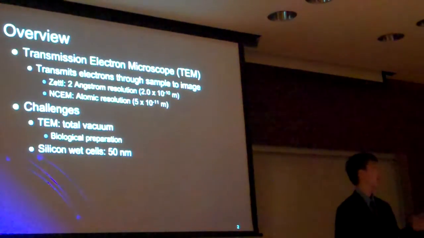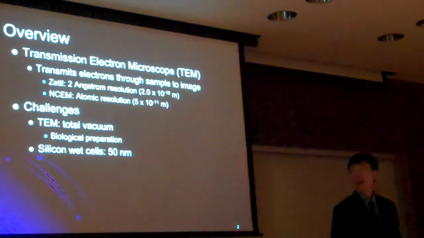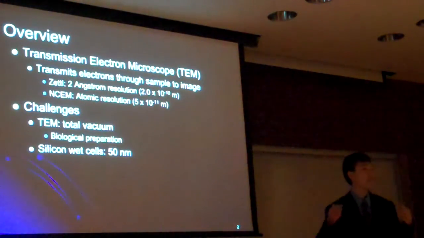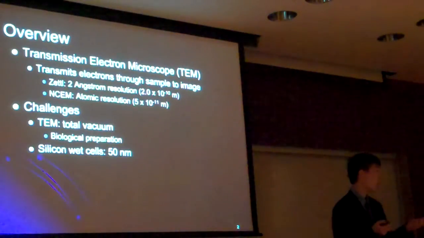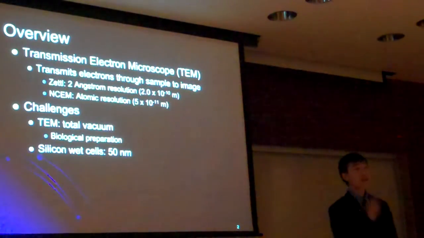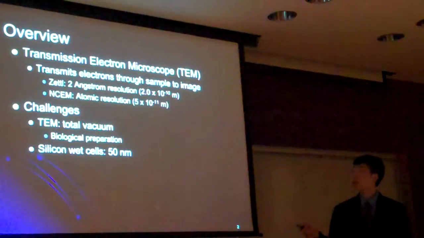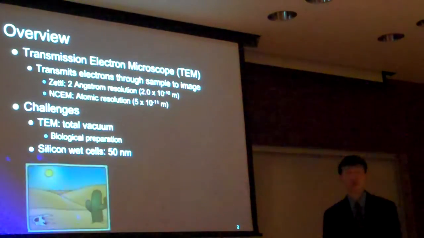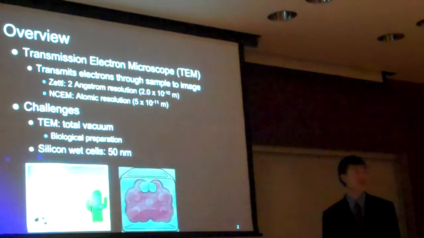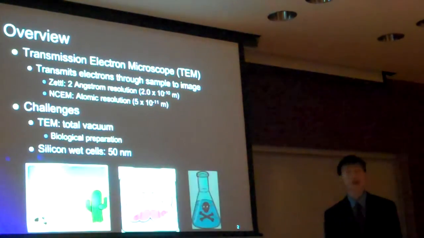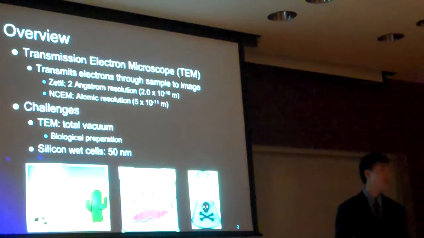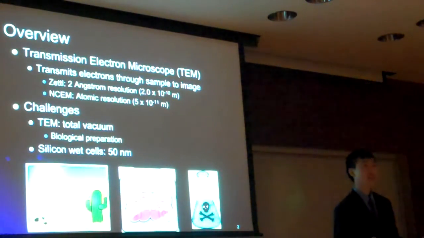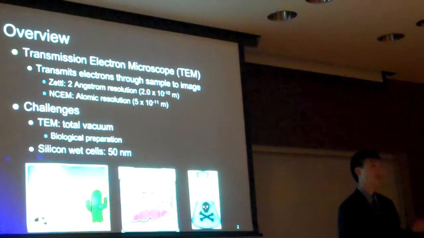For starters, electrons don't like air. Air just scatters them everywhere. So in the electron microscope, you actually have to create a complete vacuum, or a very ultra-high vacuum. Now this causes biological preparation to have to be very special. You have to do things like drying your sample, freezing it, and treating it with harsh chemicals. These can all create morphological changes in your biomolecule. And at the same time, you're not able to image the biomolecule in its native state.